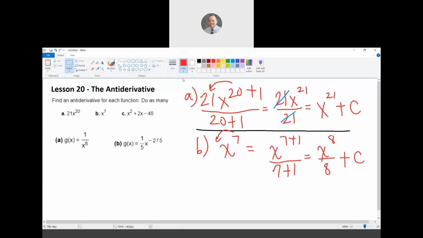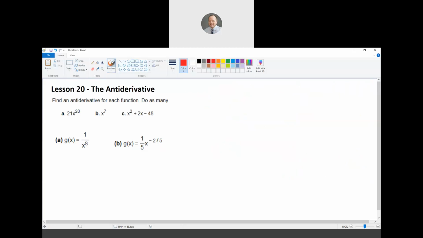Let's look at question C. We have x squared plus 2x, or 2x to the first power, minus 48. Find the antiderivative. We're taking the power rule for derivatives and reversing it. So instead of subtracting 1 from the original exponent, we actually add 1 to it.